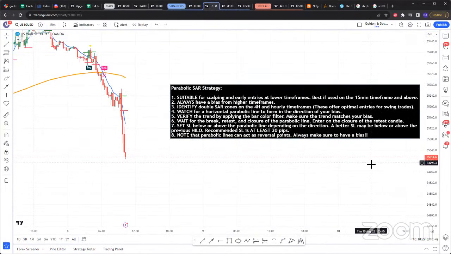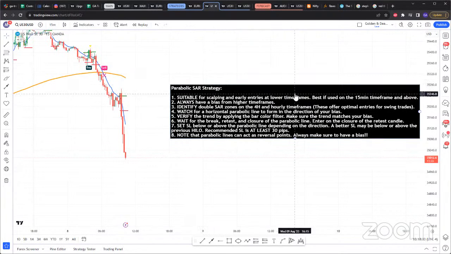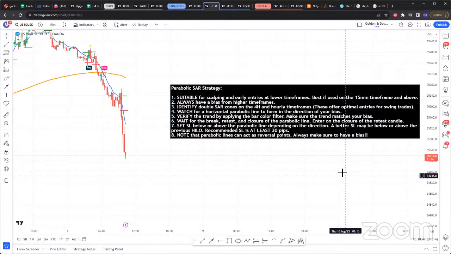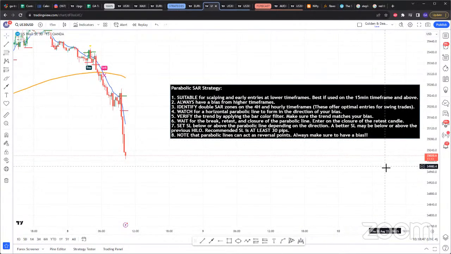I did edit it a little bit. So parabolic SAR is suitable for scalping. If you're a scalper, it's the same whether it's the 4 hour or the 1 hour, the entries and confirmations do not change. It's suitable for scalping and early entries at lower time frames, best if used on the 15-minute time frame and above. Again, I tried scalping with it.